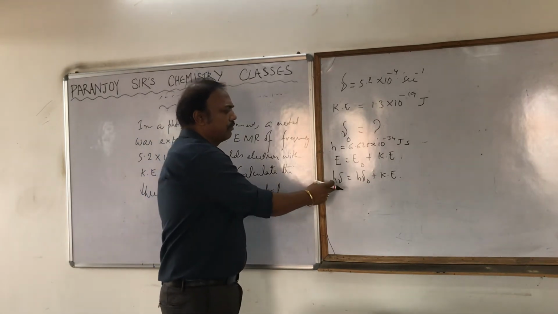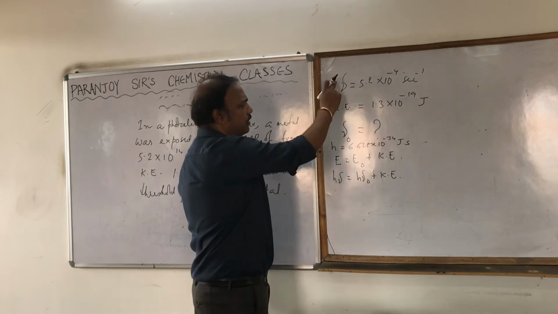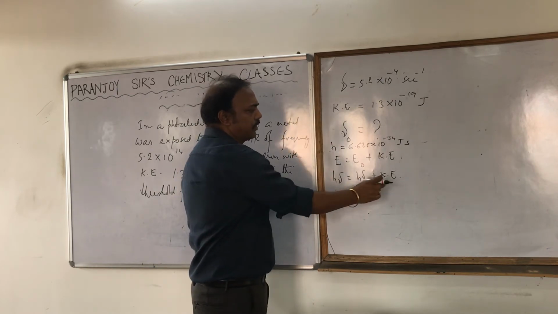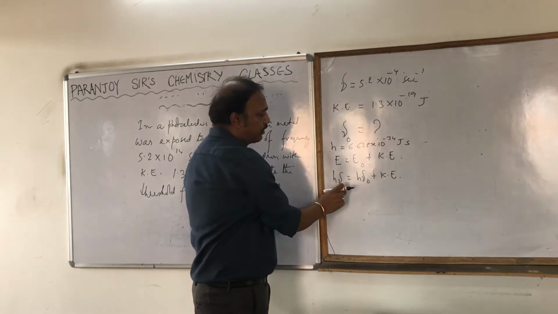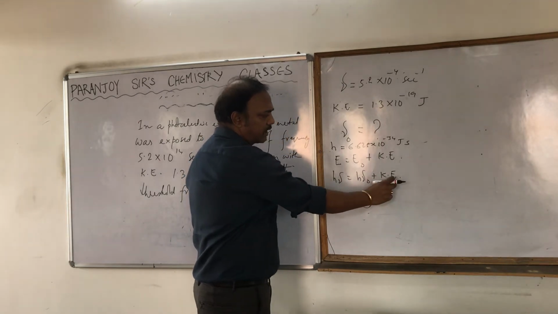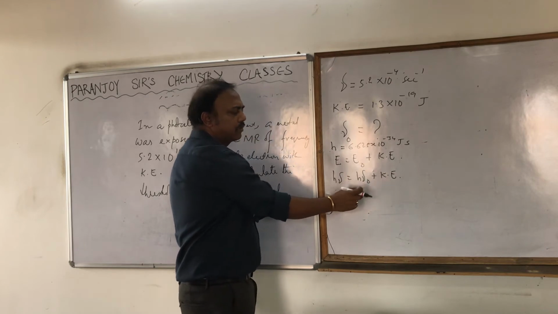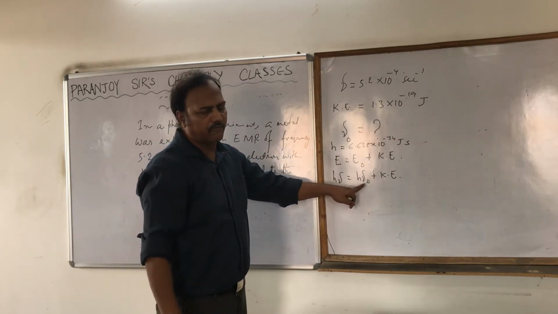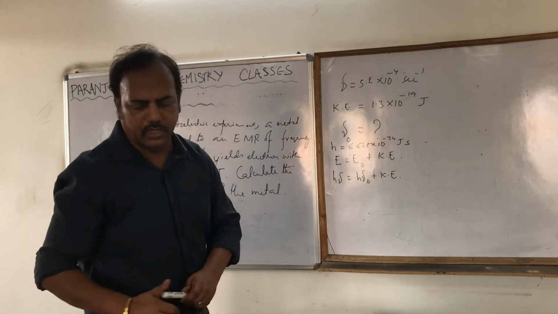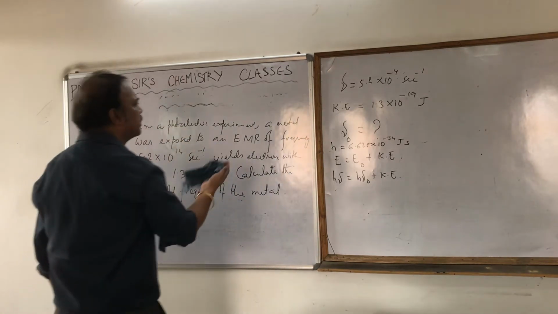So can we find out h nu? We can find out h nu very easily. We know the kinetic energy, we know h nu, so we can find out h nu 0 from there. Since we know the value of h, we can find out the value of nu 0. So let's do it.